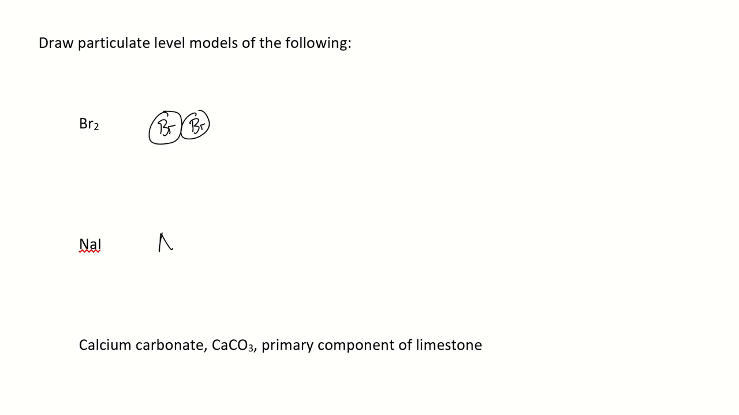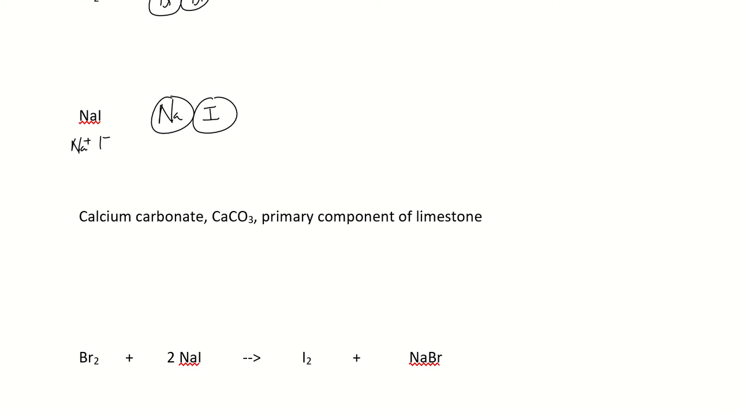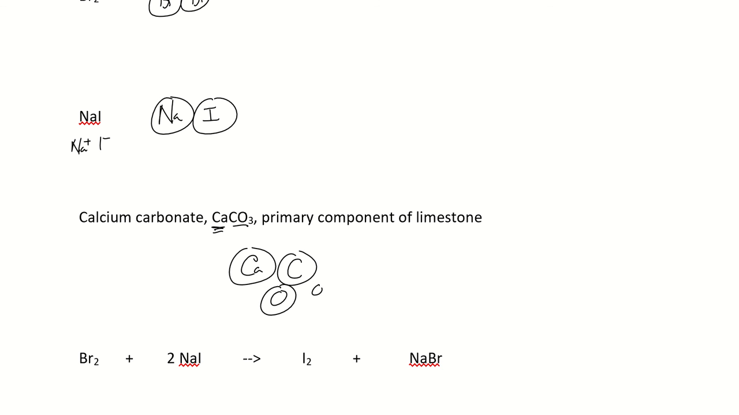Sodium iodide is a sodium atom and an iodine atom. Again, not something we're going to touch on, but these are actually ions. Calcium carbonate, primary component of limestone. Draw one calcium. And then CO3, we're going to draw one carbon and three oxygens coming off it. And again, these are ions, but for right now, we're not concerned about that. We're just concerned about representing it.